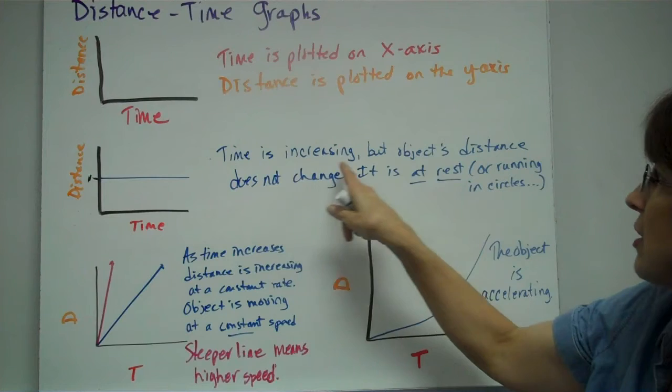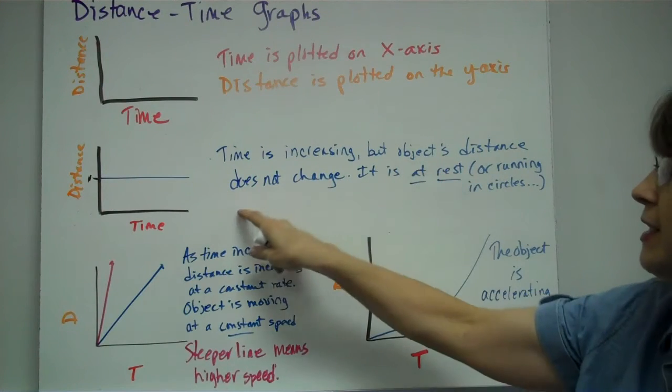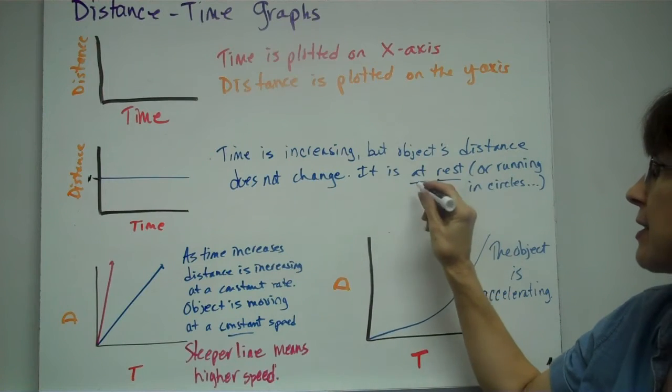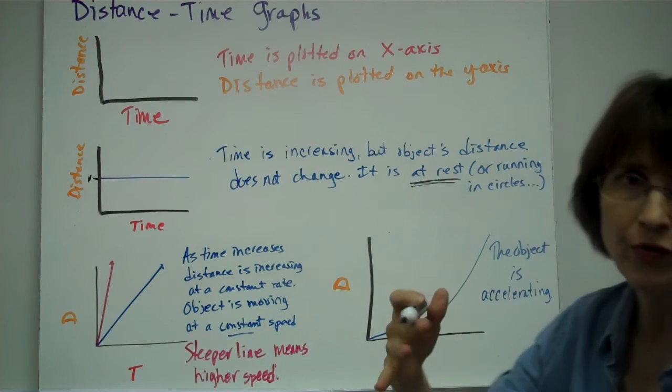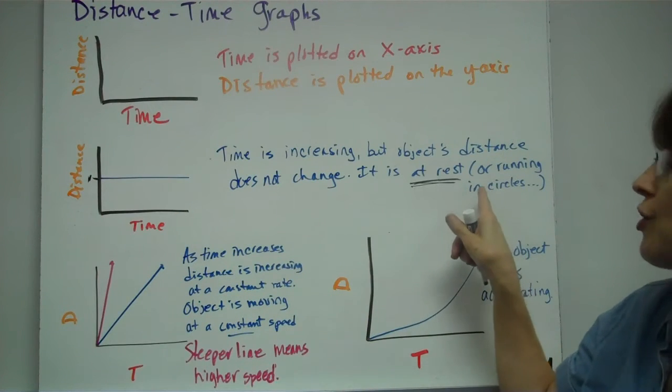Okay, so as time is increasing, but the object's distance, or the person, whoever this is describing, the distance does not change. It's at rest. In a sense, you're at rest, or you're not moving further from the original point. You could be running in circles.